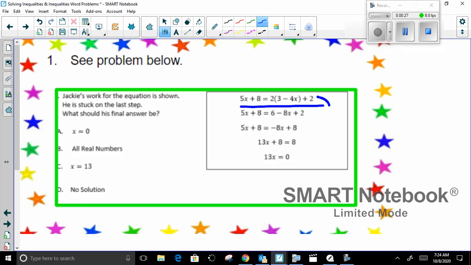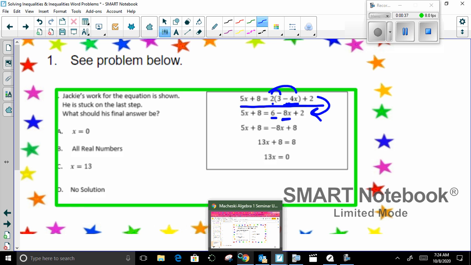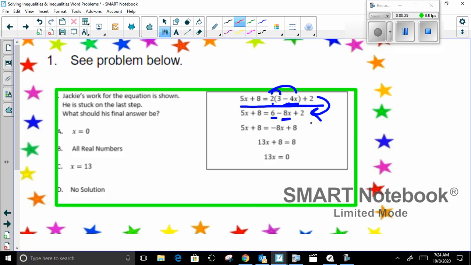How did he go from the first line to the second line? What did he do first? Very good, he distributed. So 2 times 3 gave me 6, 2 times negative 4x gave me the minus 8x. And then how did he go from line 2 to line 3? Looks like he kept the left side. The right side, it looks like he kept the minus 8x and he combined his like terms.